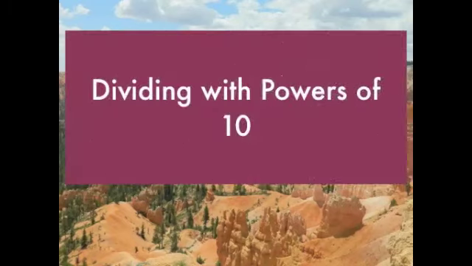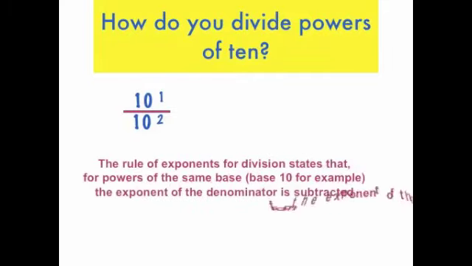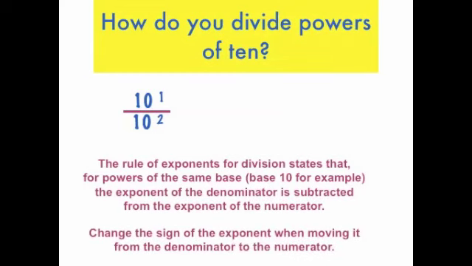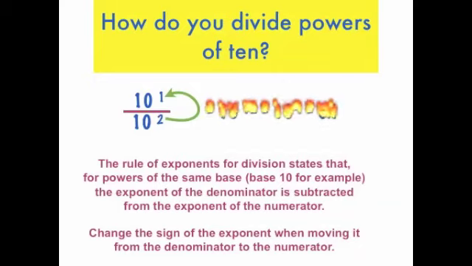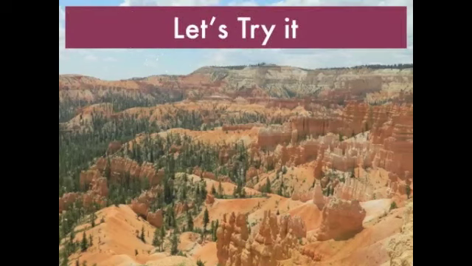Dividing with powers of 10. How do we divide by powers of 10? The rule of exponents for division states that for powers of the same base, base 10 for example, you can have base 10, base 2, or base 3, but as long as the base is the same, you can do this. The exponent of the denominator, which is the number on the bottom, is subtracted from the exponent of the numerator. Change the sign of the exponent when moving it from the denominator to the numerator. So in this case, we subtract 2 from 1. So this equals 0.1.